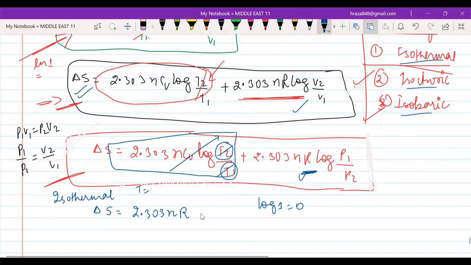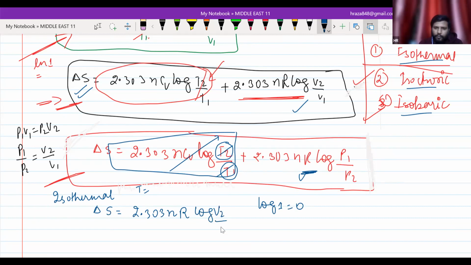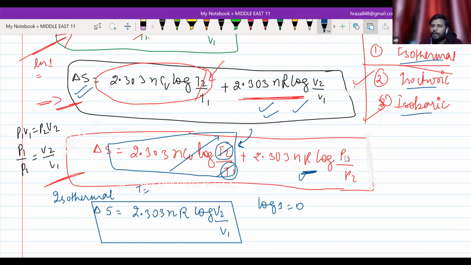So the new formula will be log V2 upon V1. You can either take this or this, V2 upon V1, or if you put this as zero, then it will be 2.303 nR log P1 by P2 or V2 by V1. Is that clear?